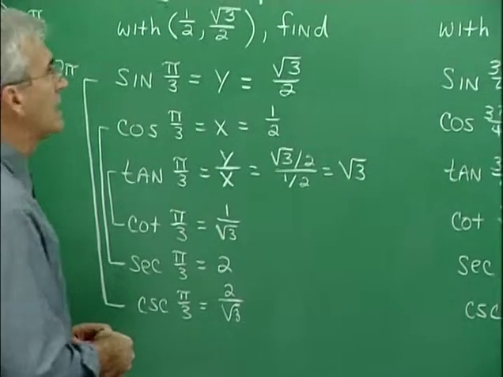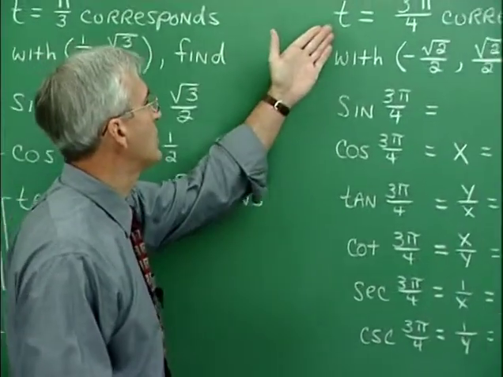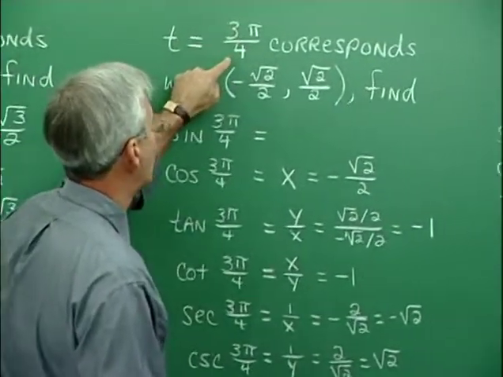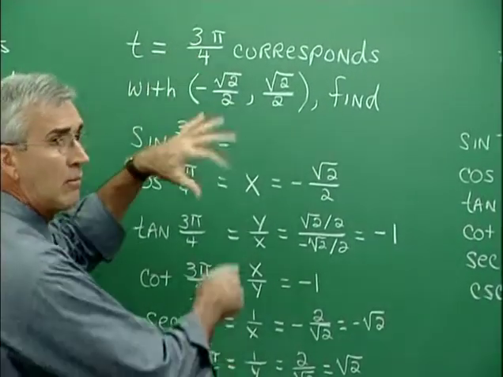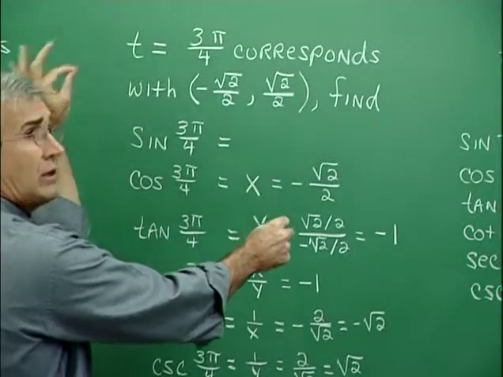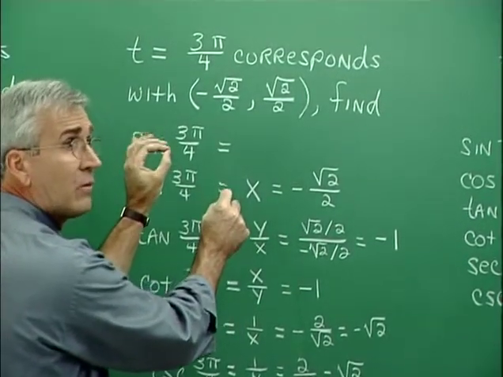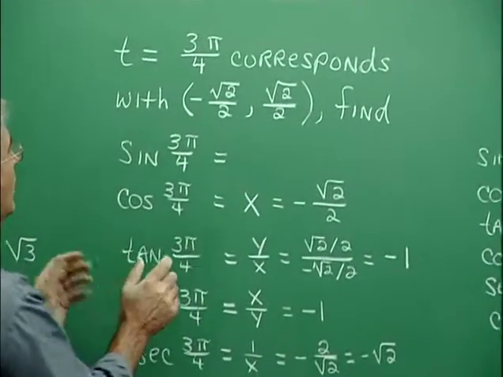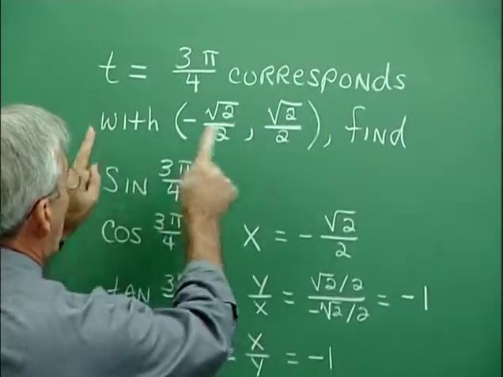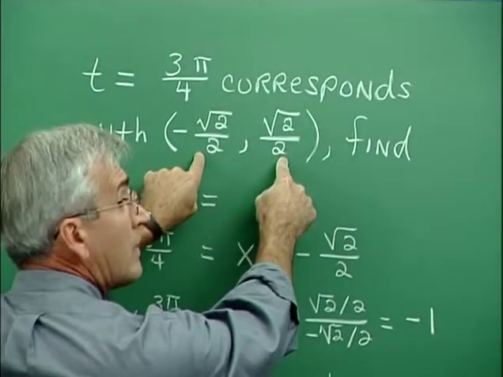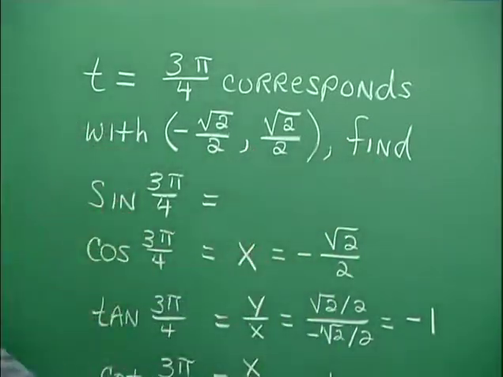Let's go through another one like this. Suppose the real number t is 3 pi over 4. Now the real number is along the unit circle, you see, and it has coordinates associated with that final point along the unit circle. And the coordinates of that point, let's say, are these. And we want to find our various trig functions.